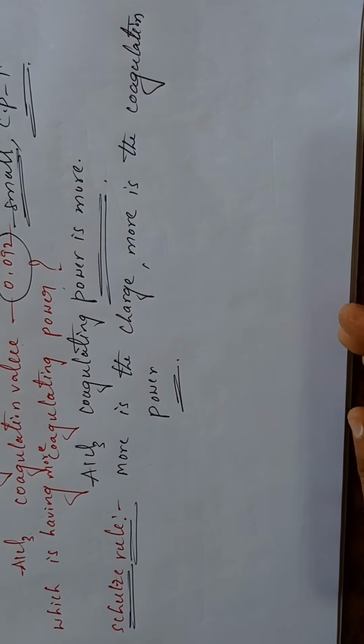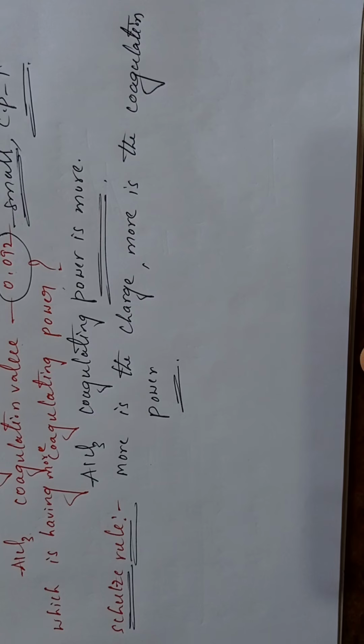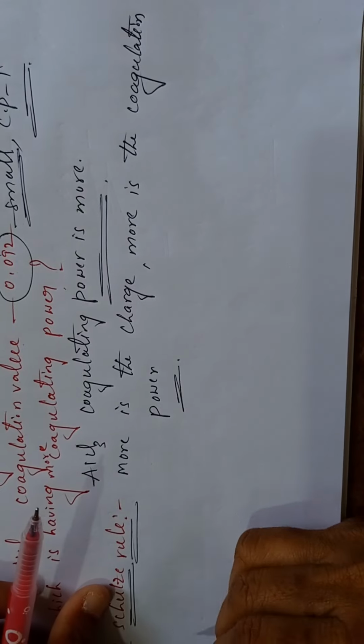Now you can understand, students. See here, I'm taking the positively charged ions, the coagulating power of cations for the coagulation of negative sol. Coagulating power of cations I am taking first.